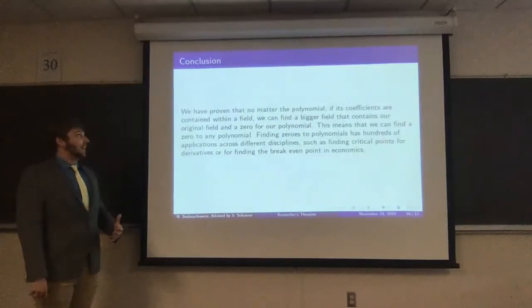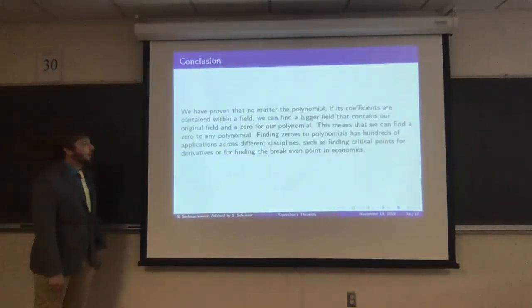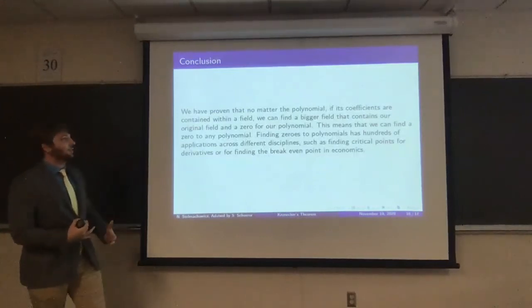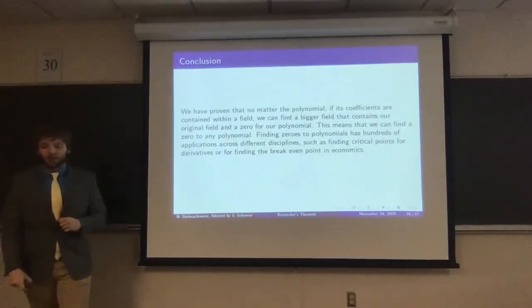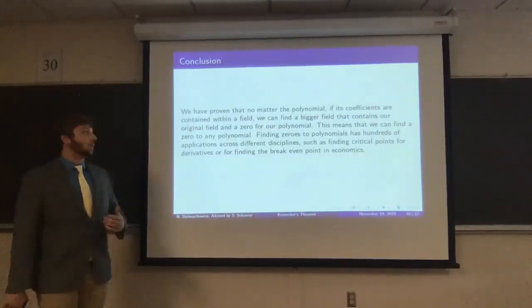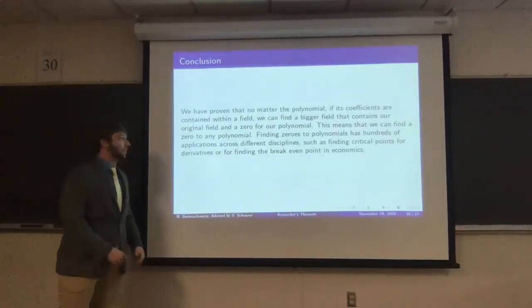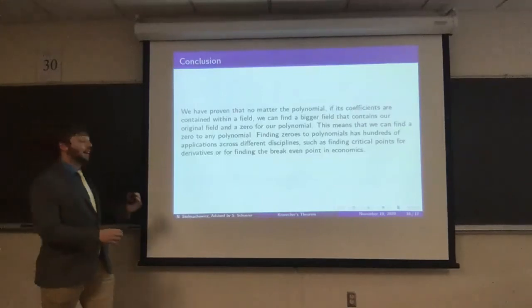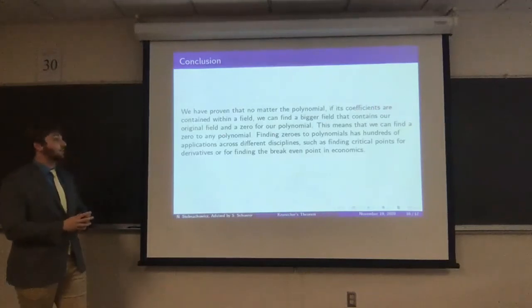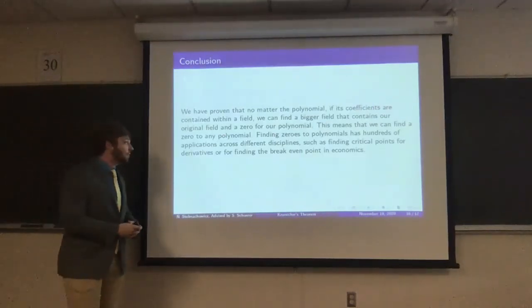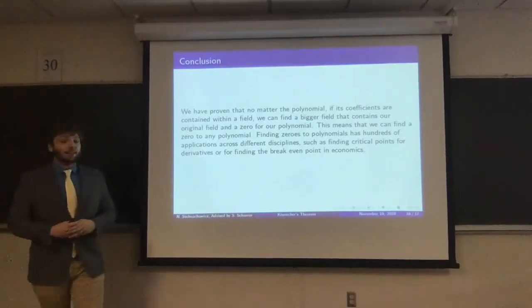Now that we have proven that, we can see that no matter the polynomial, the coefficients are contained within the field, and we can find a bigger field that contains our original field for our 0 and our polynomial, which is what we were looking for. What's great about it is that it has all kinds of different applications, from finding zeros of polynomials, which is what we had to do in order to prove it at all, to finding the critical points for derivatives, which is useful for finding the break-even points in economics.